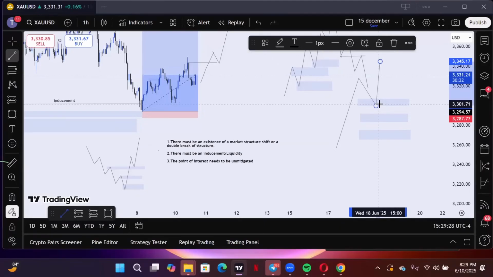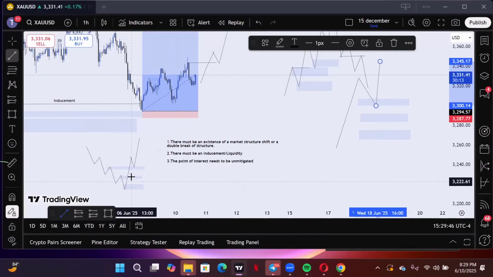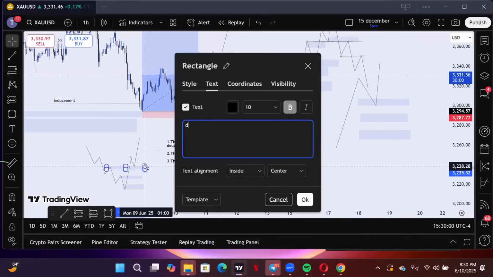So any point of interest that market touches after the structure shift, if market touches any point of interest, then that point of interest has been what? Mitigated. So it's telling you that any point of interest that you want to pick should be unmitigated, the one that market has not yet touched, especially when it's creating inducement. So if you pay attention, the market was on this downtrend and it gave us a structure shift to the upside. While market was pulling down to create inducement, this particular breaker block here, market touched it. So it means that this breaker block has been what? Mitigated. So automatically we have disqualified this breaker block as an entry. So this is disqualified.